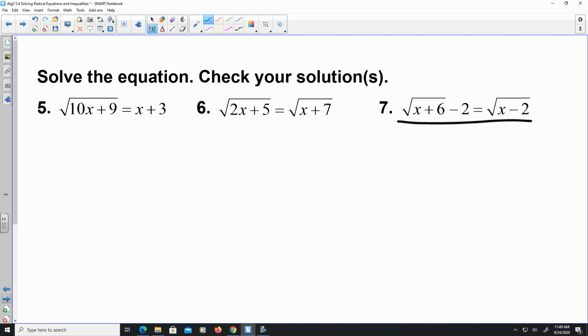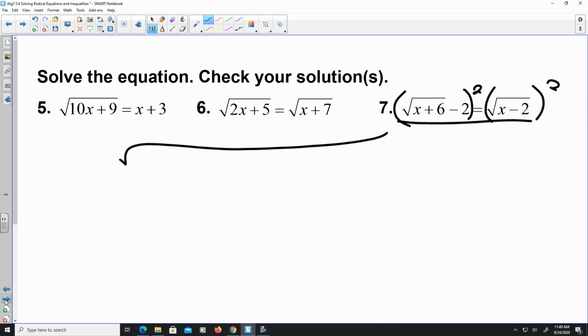So here we are going to square both sides. Like I said, I'll just move it over here. The easiest one is the one on the right. It's just going to be x minus 2. Over here, this gets expanded to square root of x plus 6 minus 2 times square root of x plus 6 minus 2. So looking at this, square root of x plus 6 times square root of x plus 6 is just x plus 6.